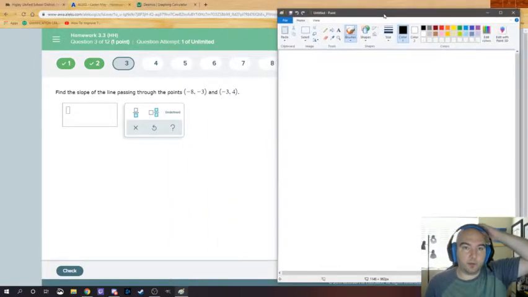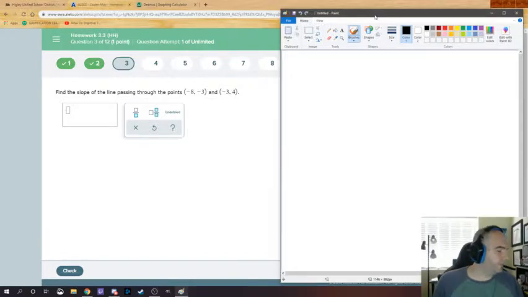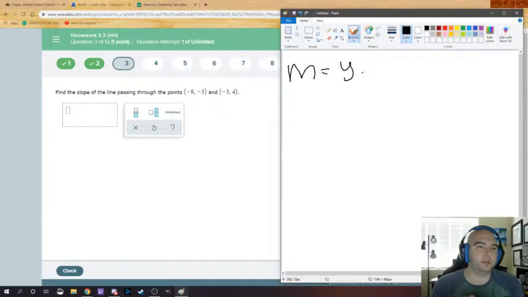All right, open that right over there. Get my writing board out here. Alright, so here's the formula we're using: y2 minus y1 over x2 minus x1.